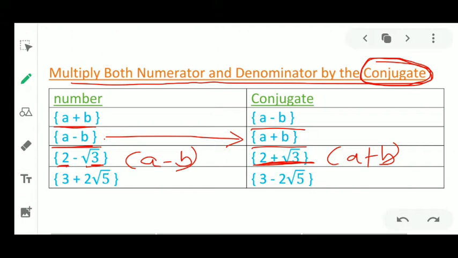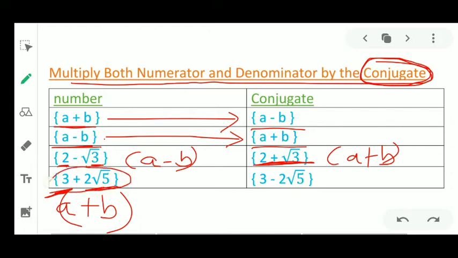Next, let us consider 3 as a and 2 root 5 as b. Then the number is in the form of a plus b, and the conjugate of a plus b is a minus b. That's why the conjugate of 3 plus 2 root 5 is 3 minus 2 root 5. You only have to change the sign from positive to negative and negative to positive. It's plus to minus and minus to plus. The rest of the terms will be the same.